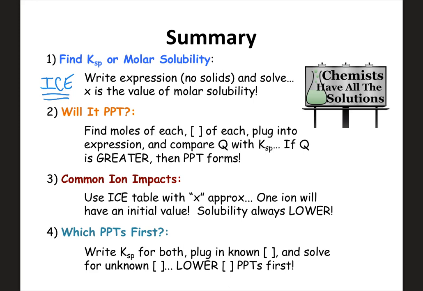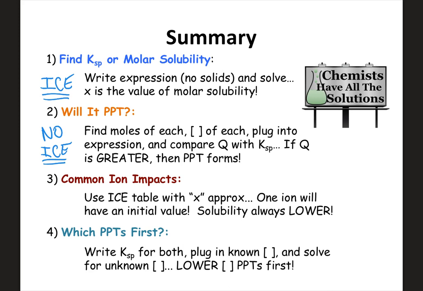You could see will-it-precipitate problems, and for those types of problems we do not use ICE, so no ice table for the will-it-precipitate type problems. You simply find the number of moles of each of the ions in the precipitate, pay attention to the number of the ion in the actual compound you're dealing with. You figure out the concentration of each of those ions, and then you plug the concentration into your Q expression and compare that to Ksp. If Q is greater than Ksp, a precipitate will form.